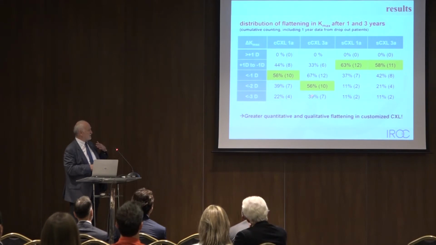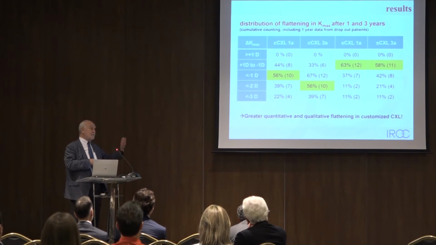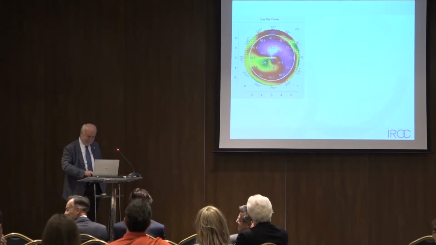In the customized cross-linking, things are totally different. 2/3 of the patients have a flattening of more than 1 diopter. 56, nearly 2/3, so 60%, have a flattening of more than 2 diopters. And here, still 40% have a flattening of more than 3 diopters. Look at that.